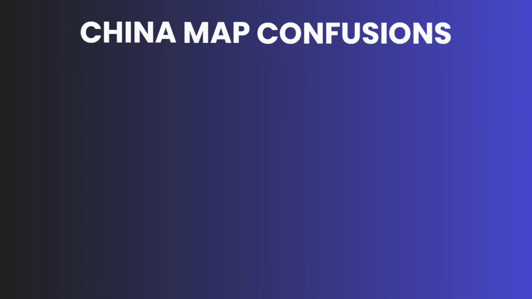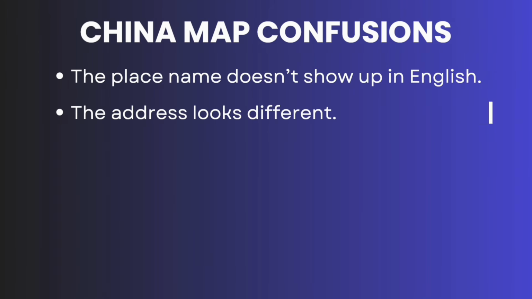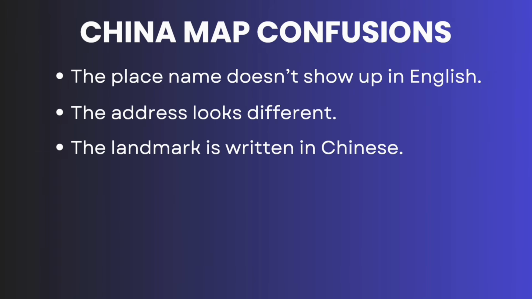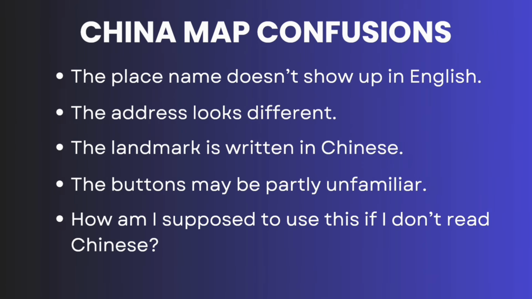So you have installed the right map apps. Maybe Amap, maybe Apple Maps, maybe both. Great, but then you open it and now you hit the next wall. The place name doesn't show up in English, the address looks different, the landmark is written in Chinese, the buttons may be partially unfamiliar, and suddenly you are thinking, how am I supposed to use this if I don't read Chinese? Honestly, this is one of the biggest fears foreign travelers have when it comes to navigation in China.